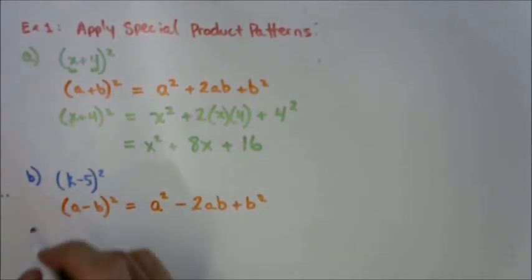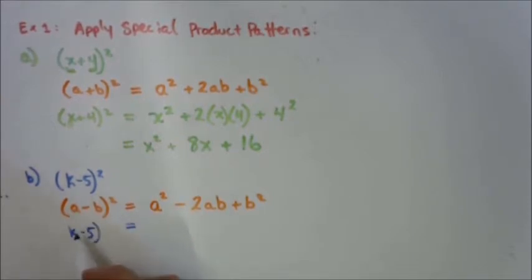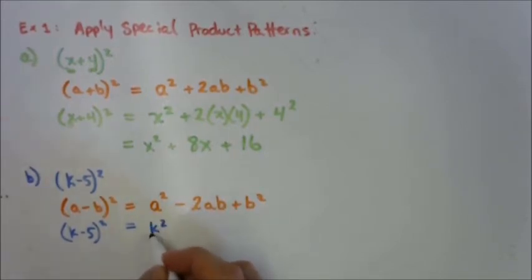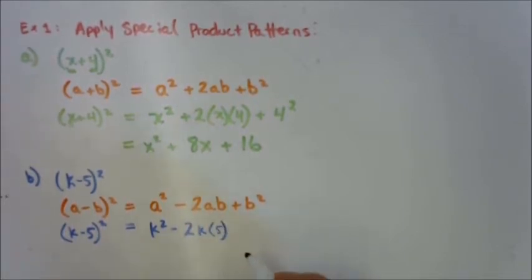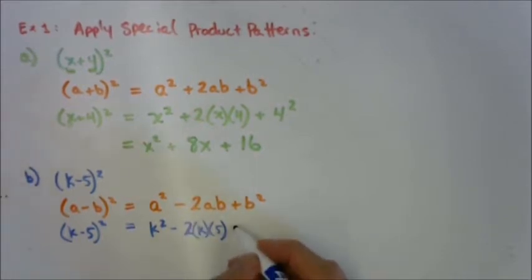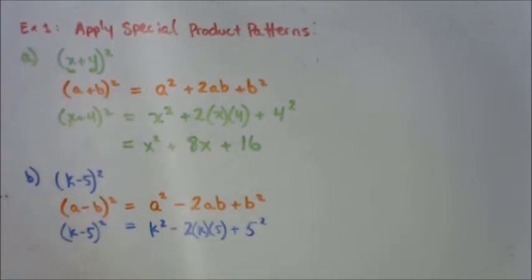Is that a 1 or a k? It's a k. Clearly k. Okay, so we have a is k, and b is 5. Why plus b squared? Because that's the rule. Because this would be negative b squared, which is negative times negative, which is a positive. So we've got k minus 5 squared, and a is k, so this one is just k squared. And then I have minus 2ab, so that's minus 2k5. Plus b squared is just 5 squared. I'm just filling in blanks using my pattern.